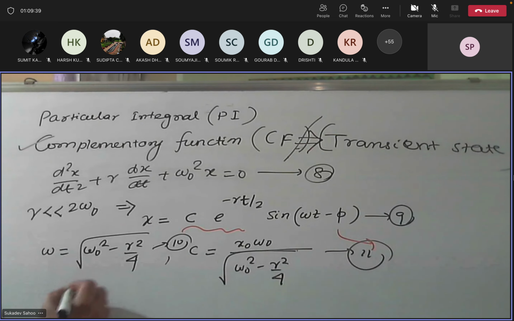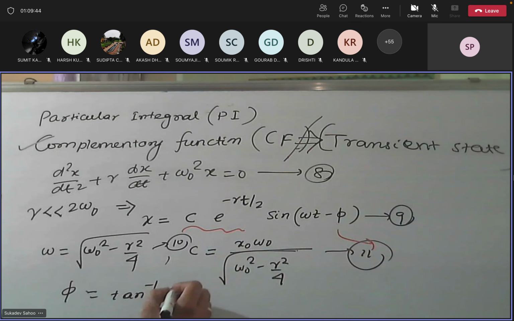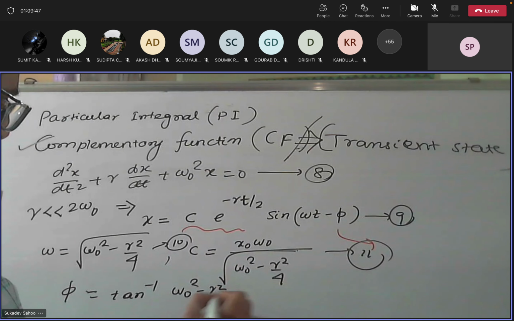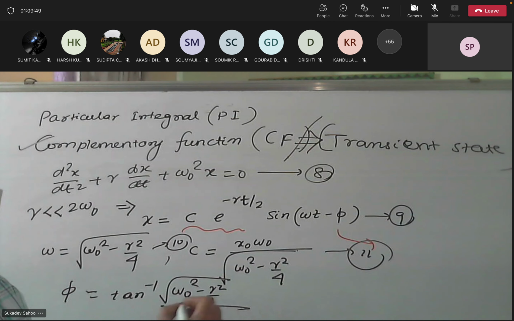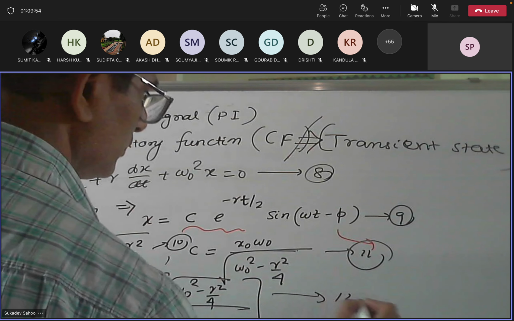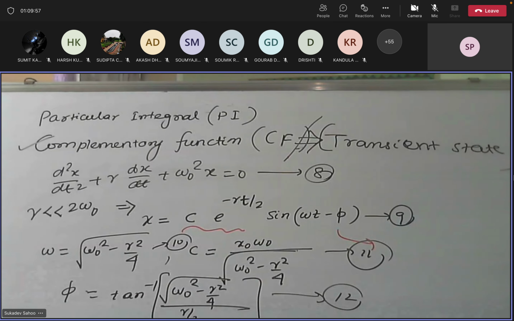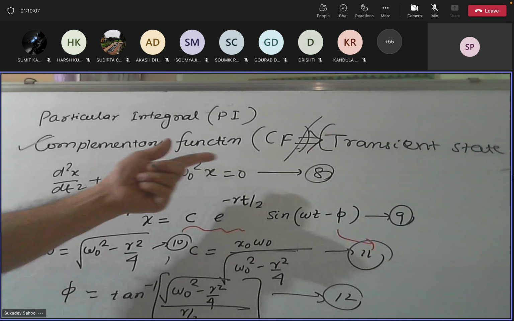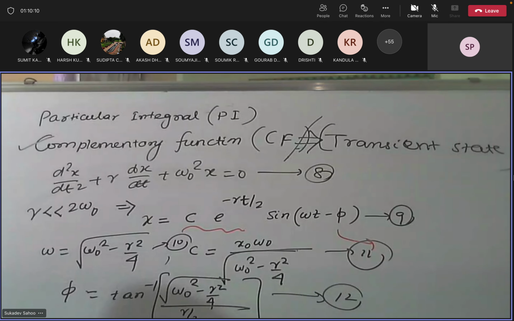And the phase angle, we have already discussed, is tan inverse of omega 0 square minus omega 1 square over gamma omega 1. Already we know these things in the case of damped oscillations. After setting the force equal to 0, we obtained equation number 8, which is the same as the equation of motion of the free damped oscillation. So we can obtain the solution like this.